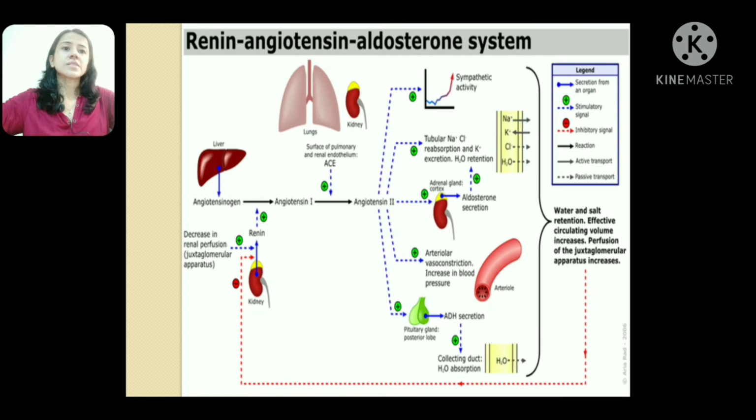So again, this is the summary of actions of the renin, angiotensin, aldosterone mechanism. You can see here sympathetic activity is increased, sodium and water retention is increased. Also, it increases aldosterone secretion. It is a potent vasoconstrictor. It increases ADH secretion, and directly acts on the renal tubular epithelial cells to increase sodium and water reabsorption.